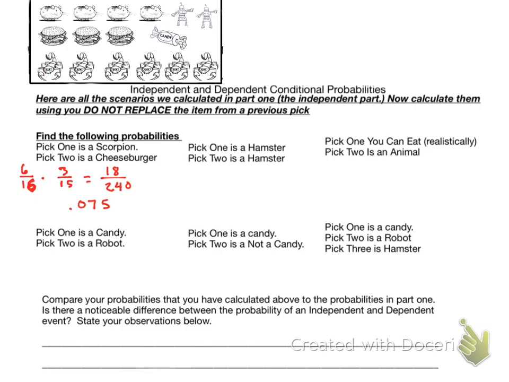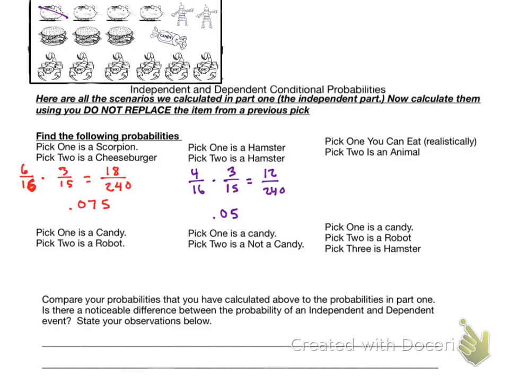Okay, now let's see if pick one is a hamster. Let me erase my scorpion that I crossed out. So if pick one is a hamster, goodbye one hamster. So hamsters were 4 out of 16. Now pick two is a hamster. So for the second pick, we only have 3 available hamsters. One is gone. So that's 3 out of, the sample space is 15, which equals 12 over 240. And 12 divided by 240 gives us 0.05.